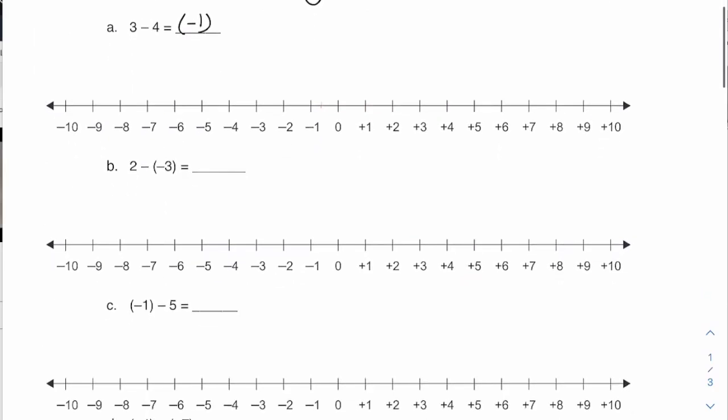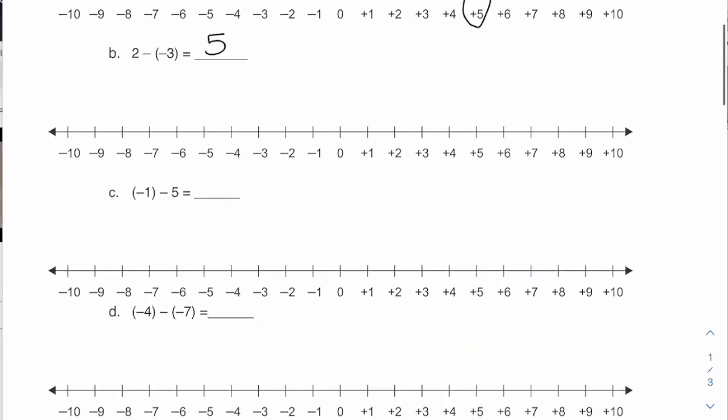Let's try another one here. So remembering again, positives, I move left. Negatives, I move right. So in this one I start, I have 2 to begin with. So I'm here. Okay, and I want to subtract a negative 3. So again, for negatives, I'm moving to the right. 1, 2, 3 spots to the right. My answer then is positive 5.